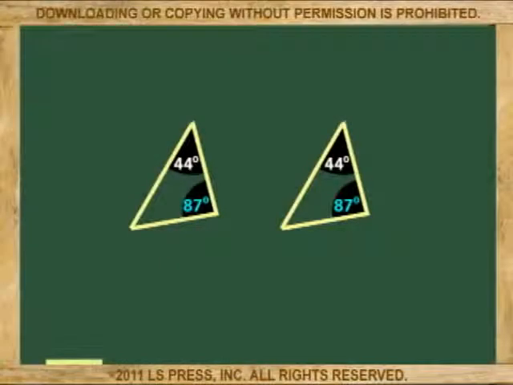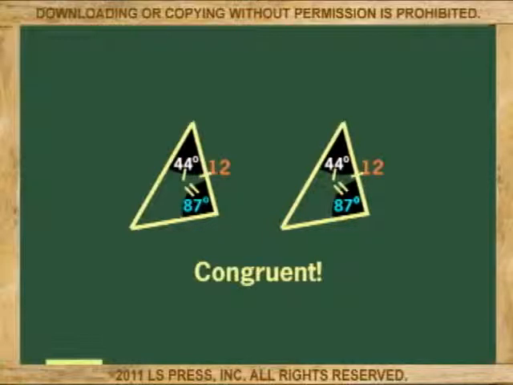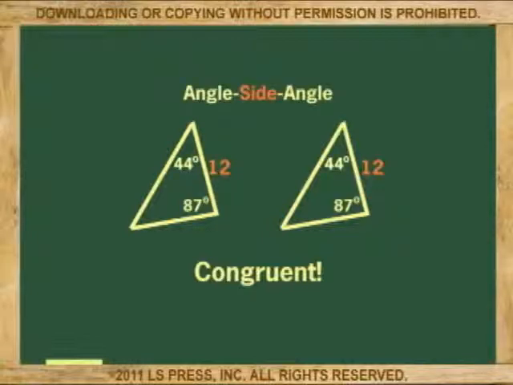3. If we determine that two pairs of corresponding angles are equal, and that the side in between the angles are also equal, we can say that the triangles are congruent, without considering the other sides or angle. This congruency is called angle-side-angle, or ASA for short.